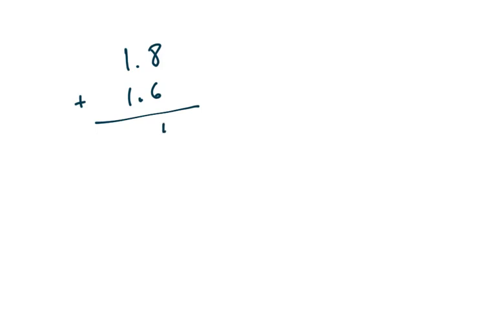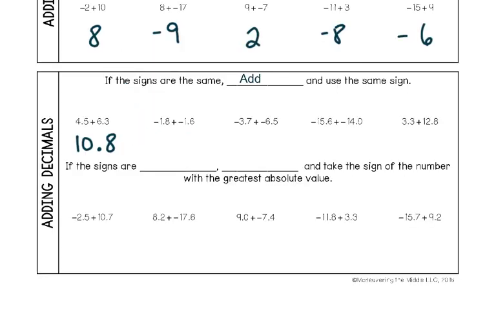So 8 plus 6 is 14. So I carry the 1. The decimals are lined up, so my decimals are in the same spot. And then 1 plus 1 plus 1 is 3. So my answer would be 3.4 or 3.40. And then I just want to look back at the problem and make sure that I recognize that if the signs are the same, I add, but I have to remember to use the same sign. So since I added them like normal, they're both negative, my answer will also be negative. So I know I got 3.4, and it would be a negative 3.4.